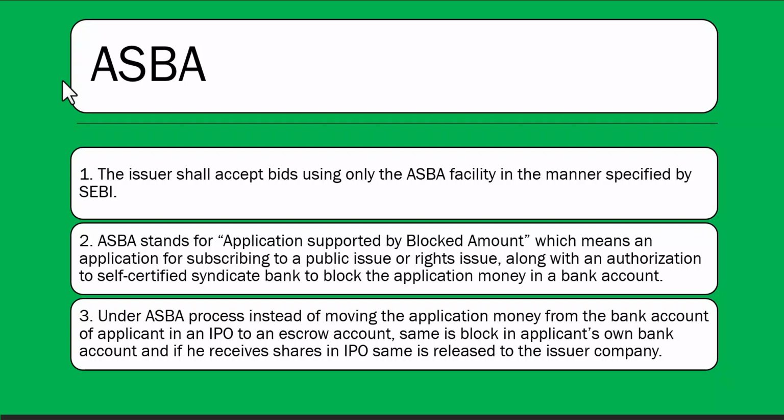And if he receives the shares in the IPO, the same is released. So if you receive the shares against the money for which you have given a mandate, the money which gets blocked will be released when the IPO is subscribed and you get shares. So the money will go to the main account or the escrow account of the company, or you may get a refund if the shares are not allotted to you. The refund means that the block will be removed. So there is no refund as such. The block will get removed so that you can use that money for your general purposes.